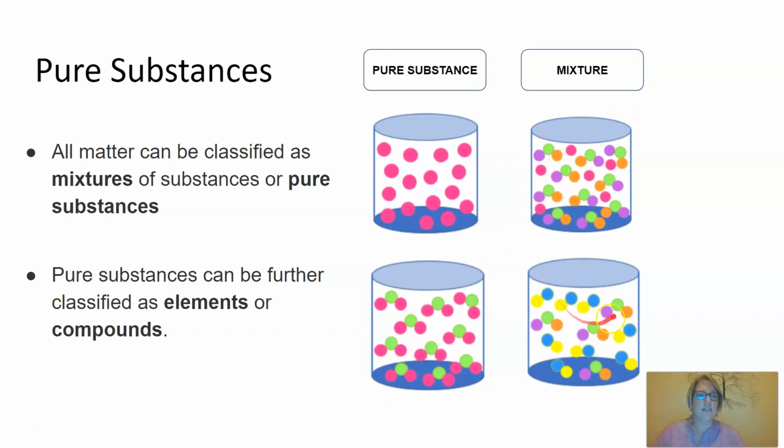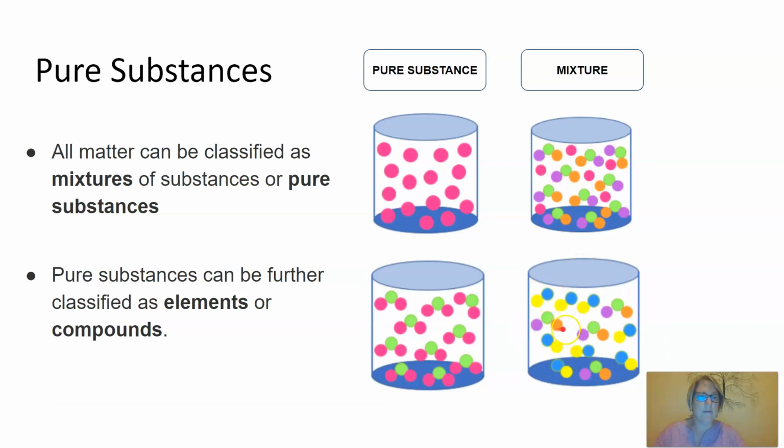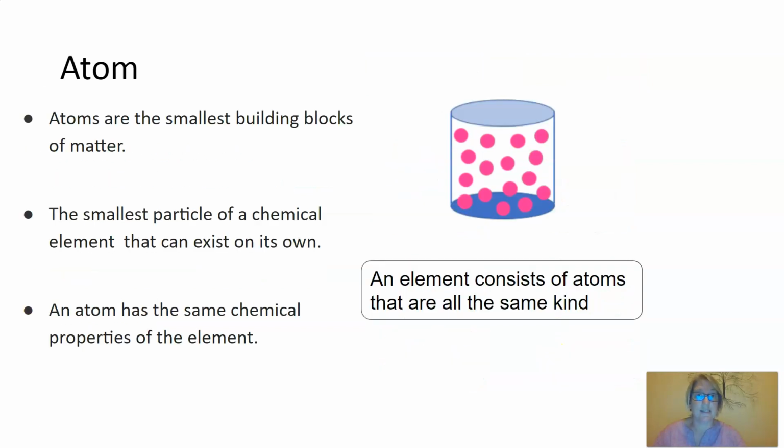And if we have a look at this container here, this is a mixture, and this is a mixture because it is made up of atoms and compounds. And this container here is made up of one type of compound here and one type of compound there. I'll clarify your understanding of elements and compounds and things as we progress through the lesson. So, what is an atom?